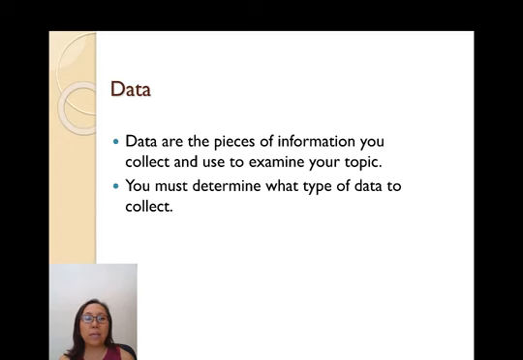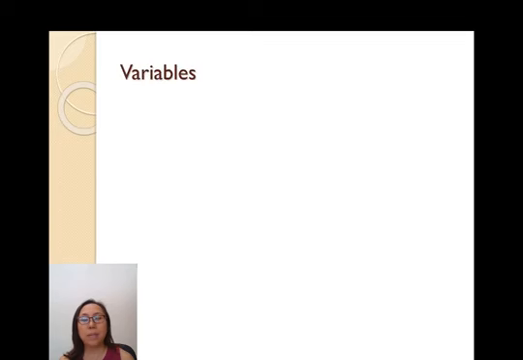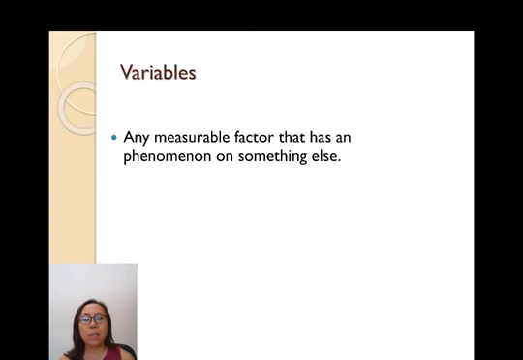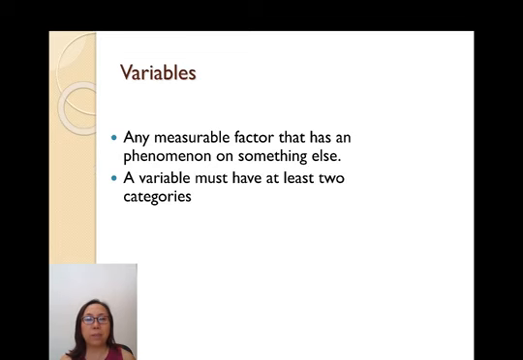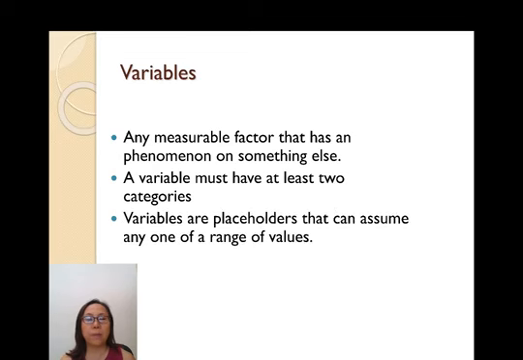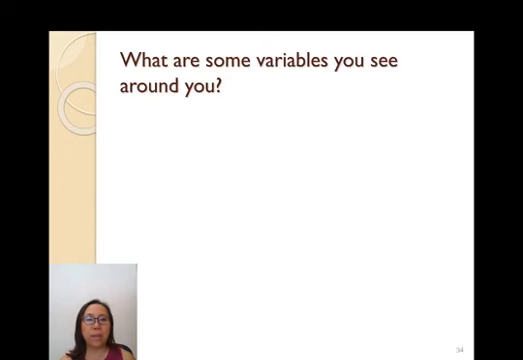So data are pieces of information you collect to use to examine your topic. And you want to define or determine the type of data to collect. Variables then is defined as pieces of data that are measurable factors that have an effect on a phenomenon or phenomena. And a variable must have at least 2 categories and are placeholders that can assume any one of a range of values. And variables may be measured by instruments.